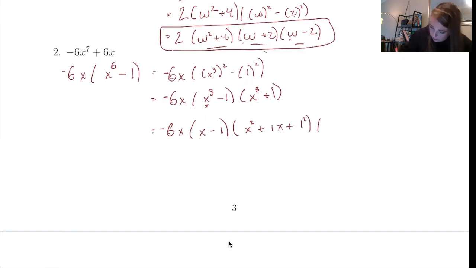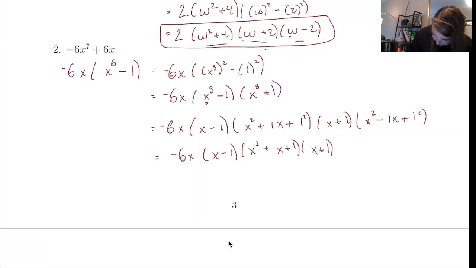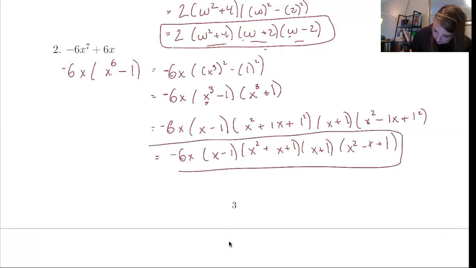For x cubed plus 1, it's going to be x, same sign, so plus, times x squared, opposite, so minus 1 times x, always positive, 1 squared. And if you want to write it, x minus 1, get rid of those ones if you want. Ta-da! And that's how we factor it.